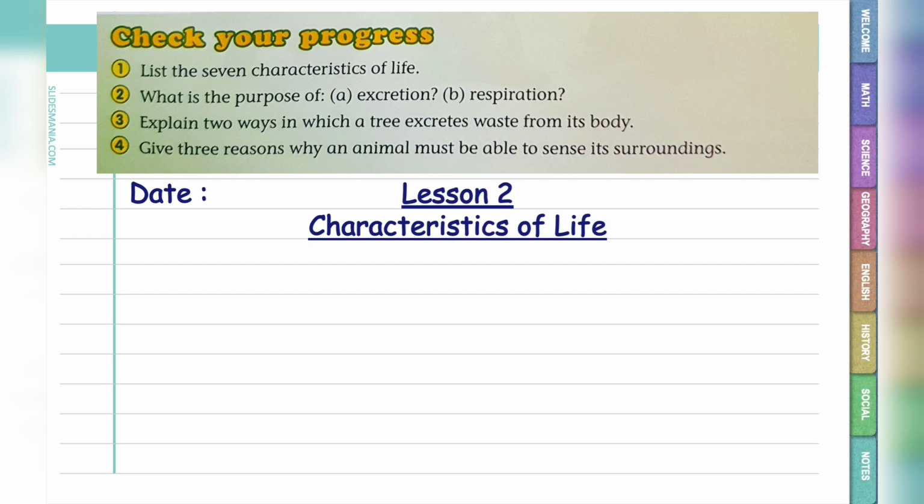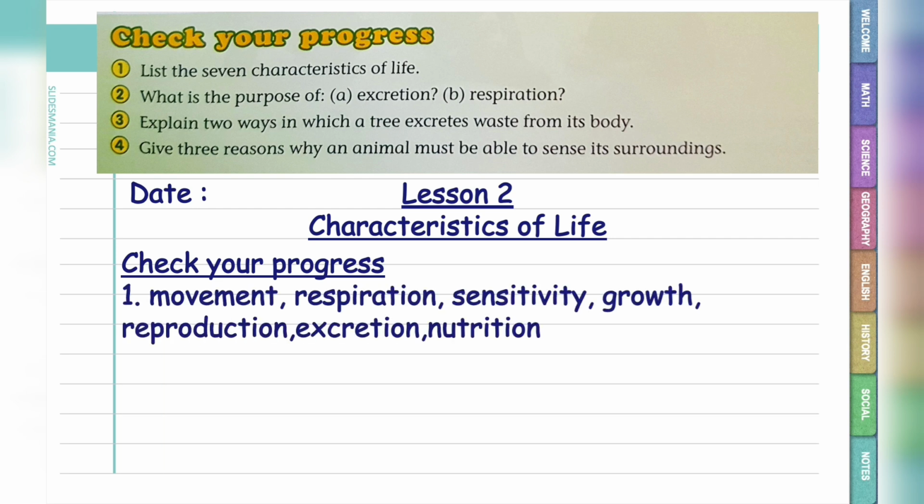Okay, so the first question, they are asking you to list the 7 characteristics of life. Remember, you always have to remember Mrs. Gren, so you will not miss any of them. Don't forget to write the date, lesson 2, characteristics of life. And then check your progress before you start. Now, what are the 7 characteristics of life? Movement, respiration, sensitivity, growth, reproduction, excretion, and nutrition. Yes. Mrs. Gren, M-R-S-G-R-E-N. I've written it in order, so it will help you to remember.